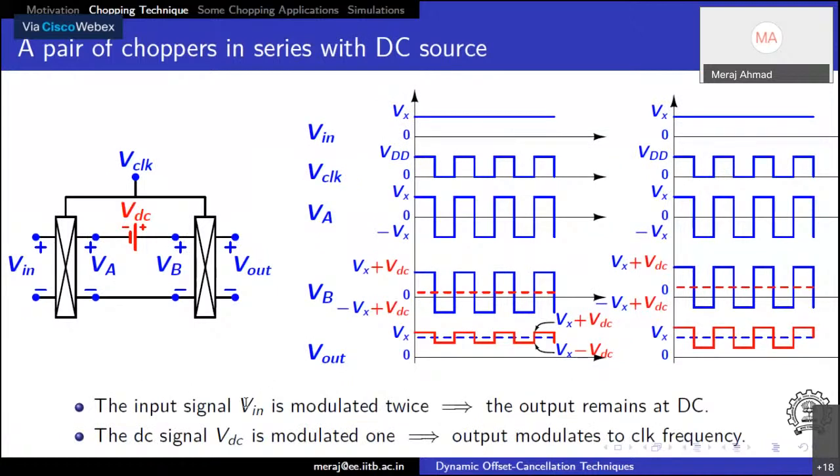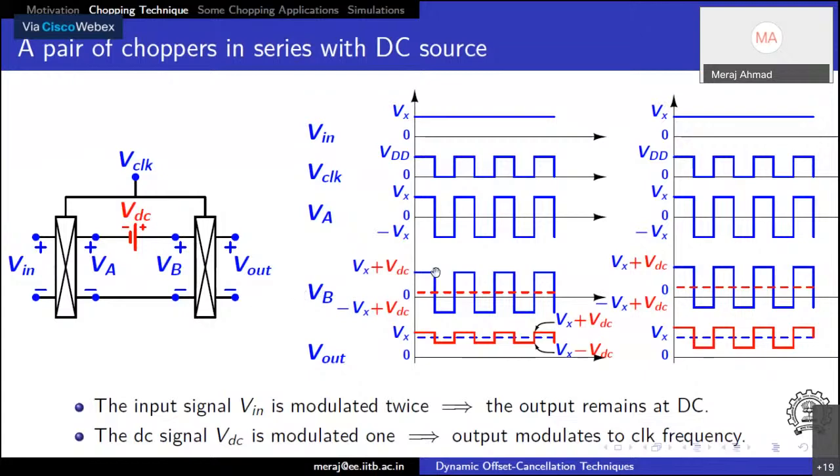So let's assume in these two choppers we have one source VDC, this red one. So now how the waveforms will vary. Input, clock, and VA. It is similar to our previous slide. And this VB, you can see that this square wave has gone a bit up by just the exact amount of VDC. And if VDC is large, the square wave will go in the positive direction more.